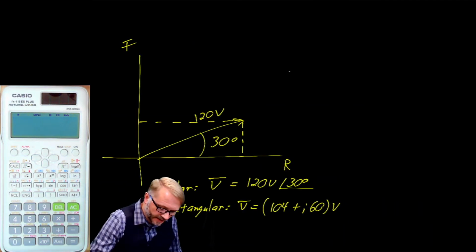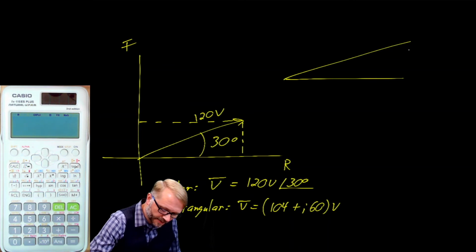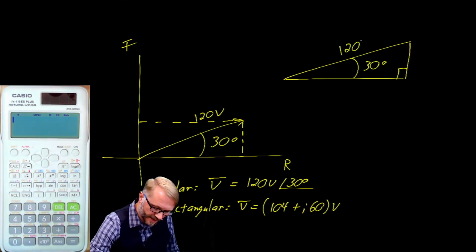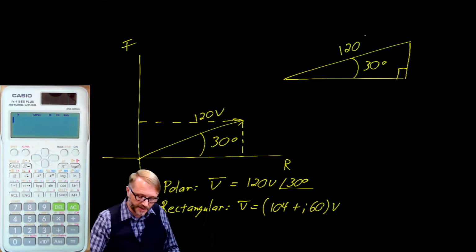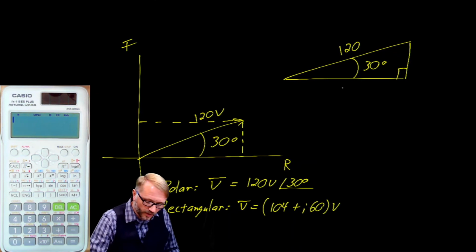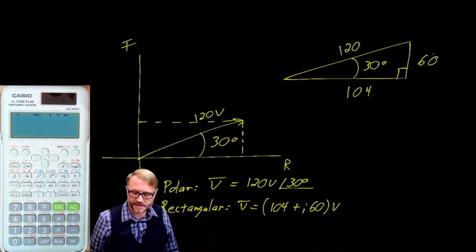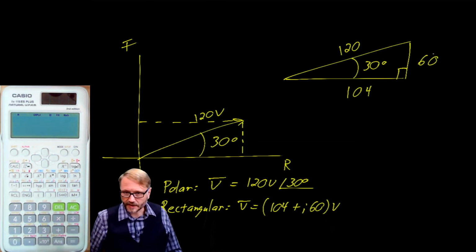Now, I've asked you to do a couple of these problems already. You may have been wondering why all the trig. Well, if you were to solve this triangle, if you knew the hypotenuse was 120 and you knew this angle was 30, what are the lengths of the other sides? And you would find they are 104 and 60. Your calculator can do this equation very simply.